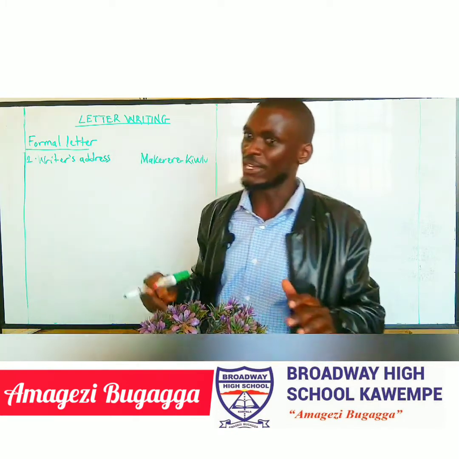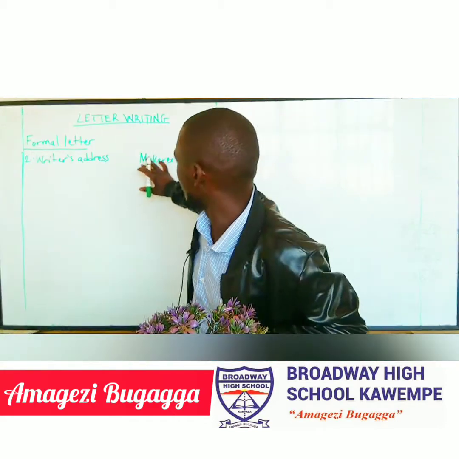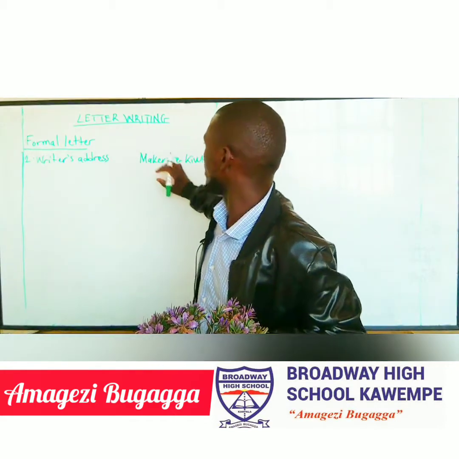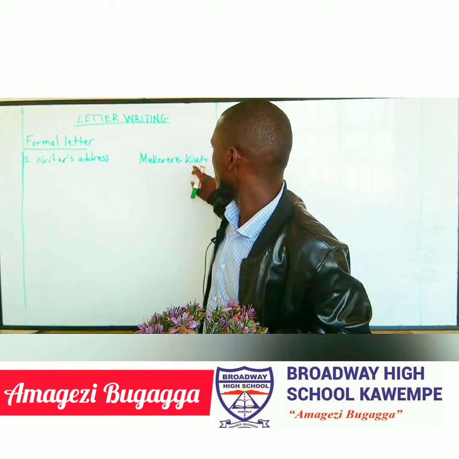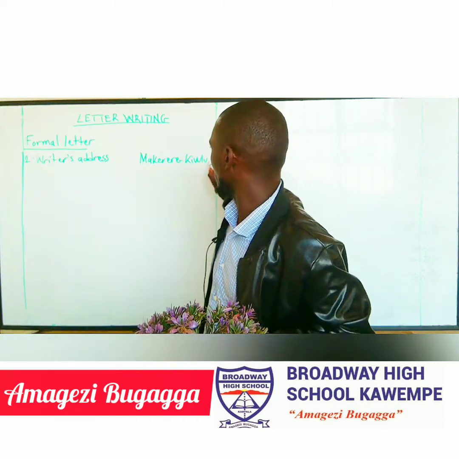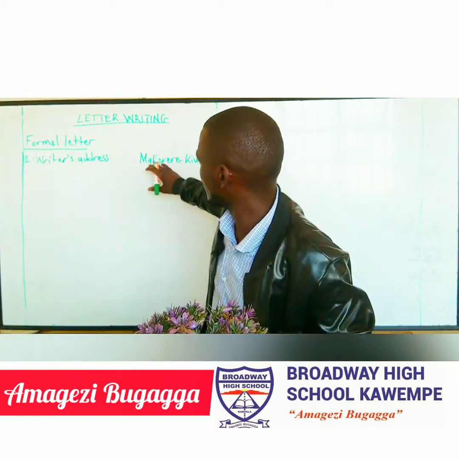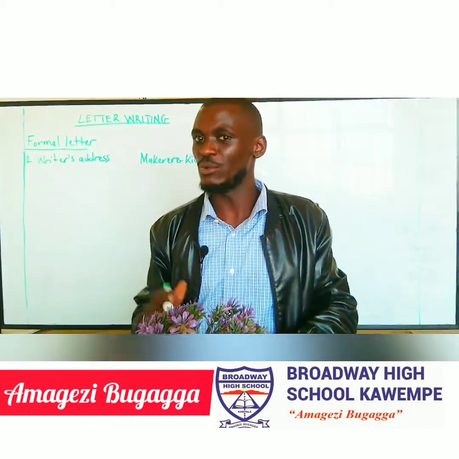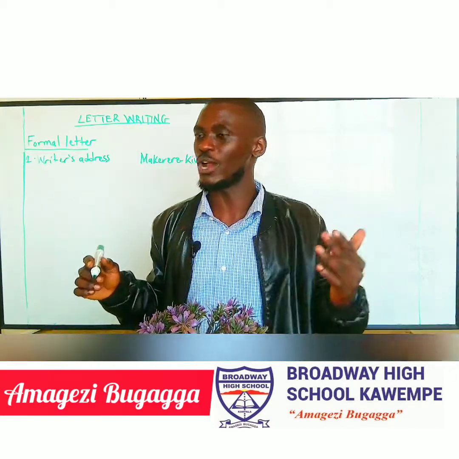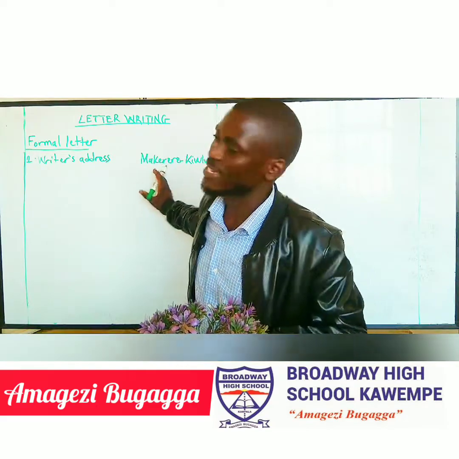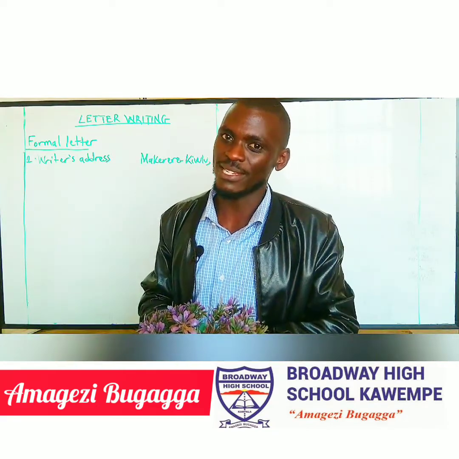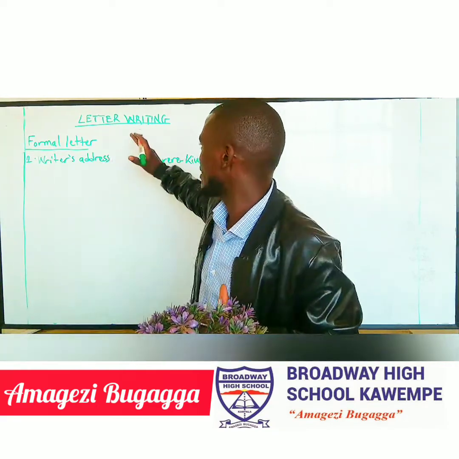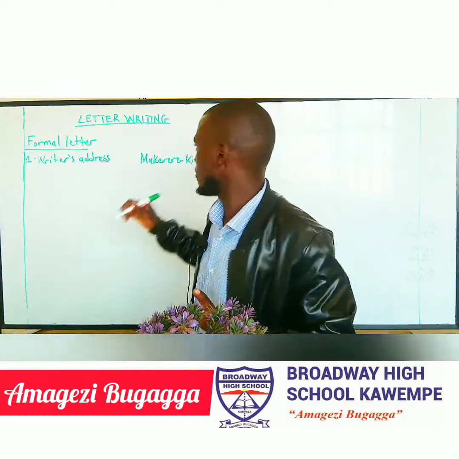When we write Makerere Kivulu, we are writing capital M, that is what we call the initial, and capital K, that is what we call the initial of the other content words. So the rest are small letters. It is only the initials of the content words that are always capitalized. And when we are writing, we need to present this address in an indented format, or in other words, what we call a slanting format. So that is how the writer's address is supposed to appear.